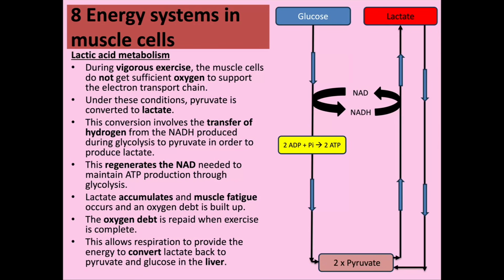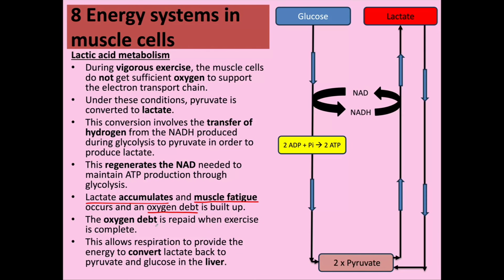Now, the issue with this method of generating ATP is that over time, lactate accumulates. This lactate here builds up within the cell. So as the lactate accumulates, that will cause muscle fatigue and the buildup of an oxygen debt. Now, an oxygen debt is essentially the oxygen that your body requires for the exercise that you're doing, but you're not actually getting into your body.